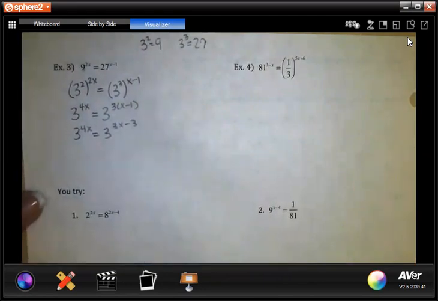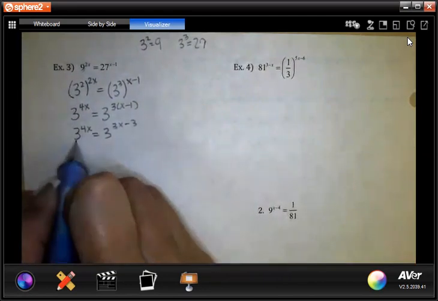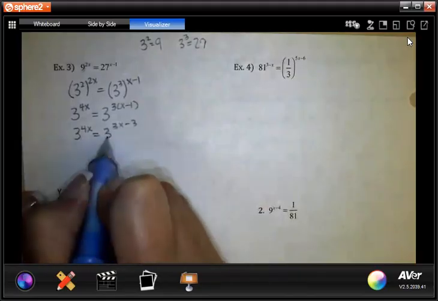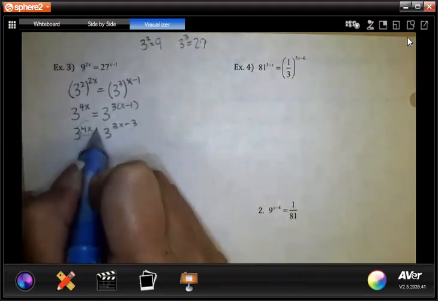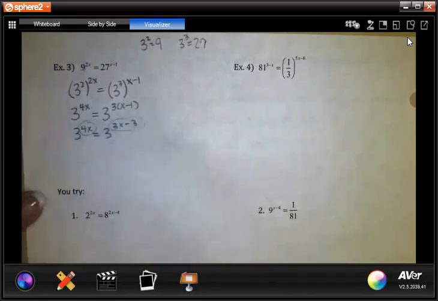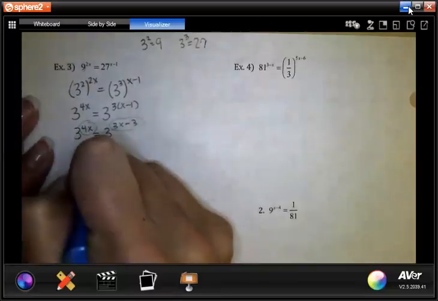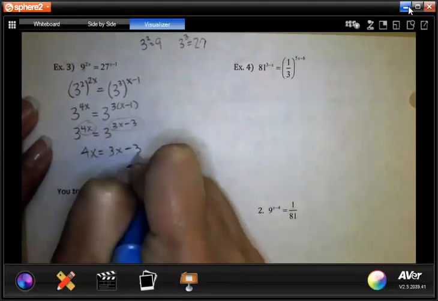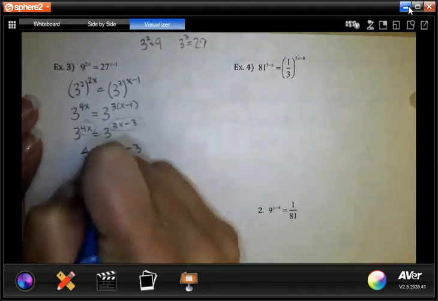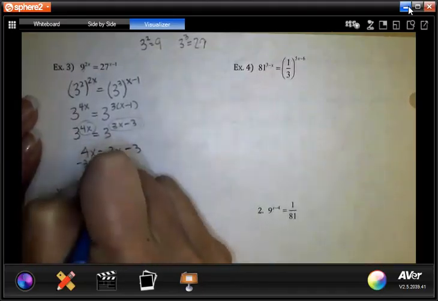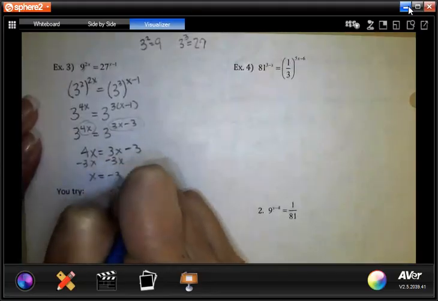Now we can do the same thing we did on the other side there. Since we have the same exact base on both sides of the equal sign, we can take this 4x and set it equal to the 3x minus 3. So 4x equals 3x minus 3. I subtract the 3x, and we get x is equal to negative 3.